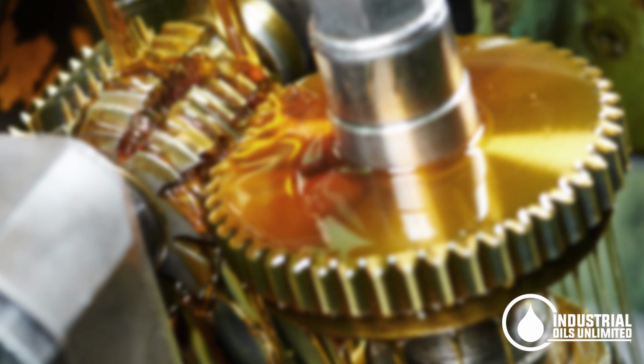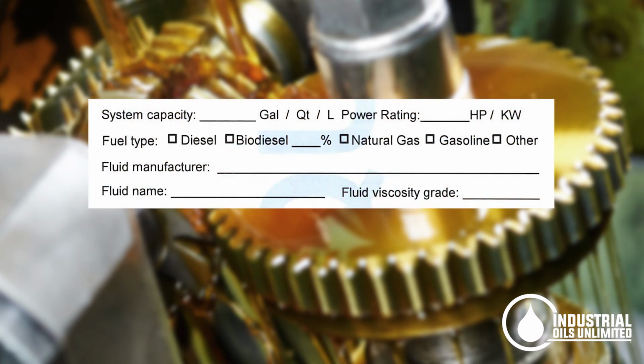Now, putting in an accurate system capacity is vitally important. How many gallons, quarts, or liters does the unit hold? If you know the power rating, add that information here. Fuel type is key. Whether your fuel is diesel, biodiesel, gas, or natural gas, each of these fuels can have different chemical additives, which can cross-contaminate fluid.